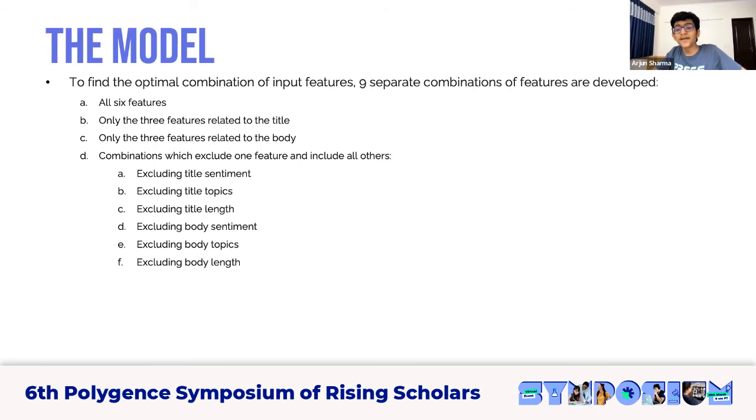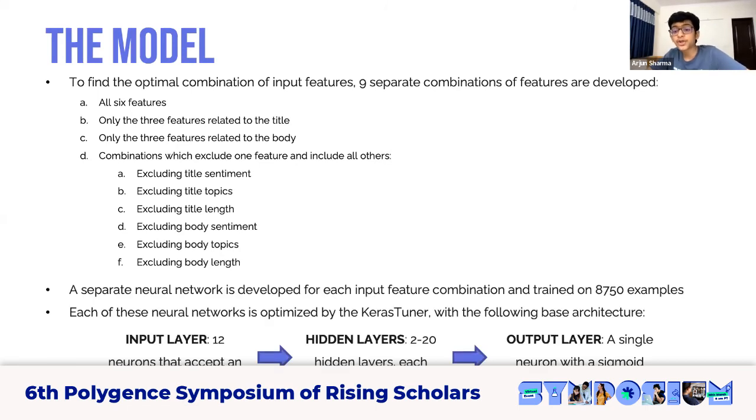We now look at how we're going to utilize these features when used as input for a neural network. I developed 9 combinations of features. One that uses all 6 features, one that uses only the features related to the title, and one that only uses the features related to the body. And finally, combinations which each include all features but one. Then I made 9 separate neural networks, each of which only use the corresponding feature combination as an input.